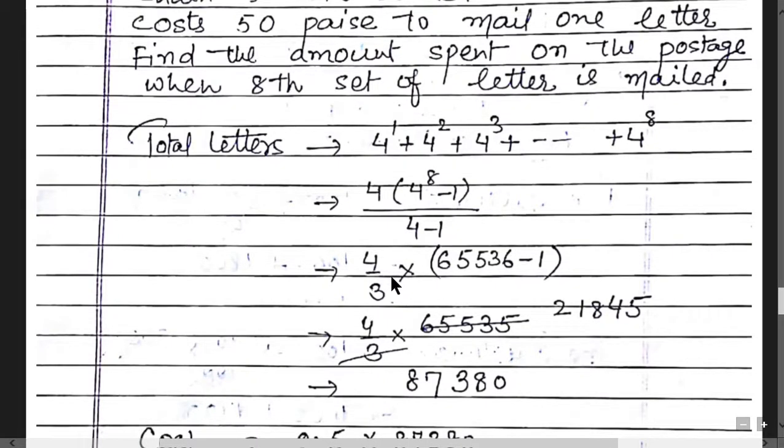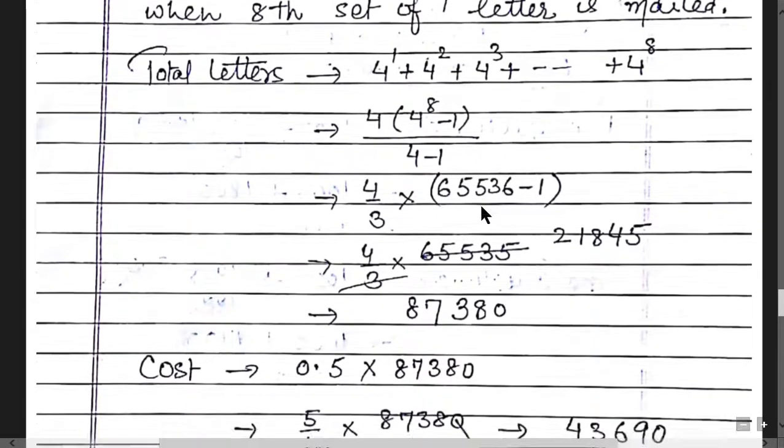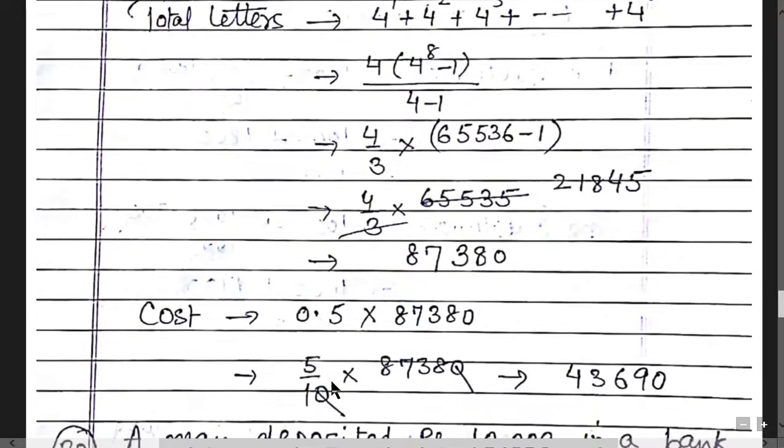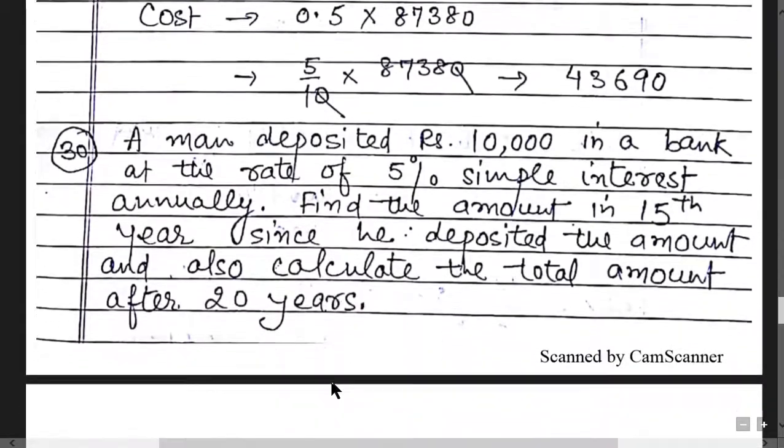It means the values are 4, 4 square, 4 cube, and so on up to 4 raised to the power 8. Simply apply the formula of GP and solve it. You will get 87380. Then multiply this value by 0.5 and you will get the answer, because 50 paise is the cost of each letter.